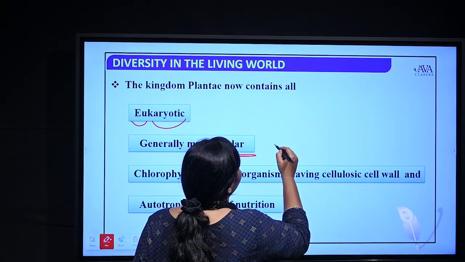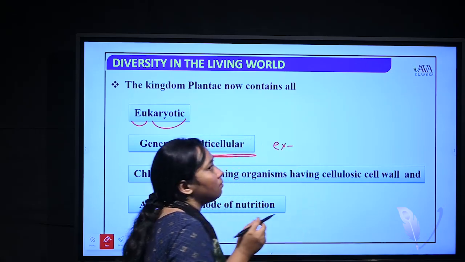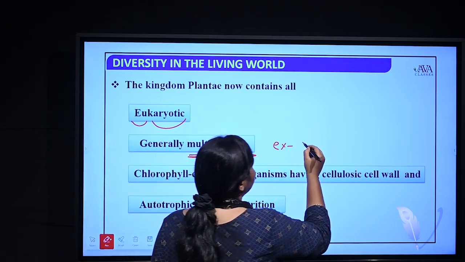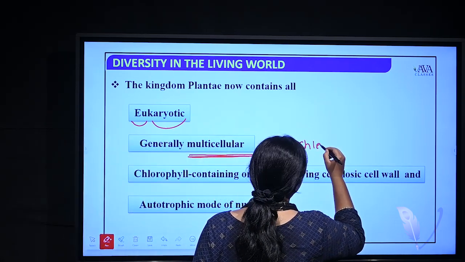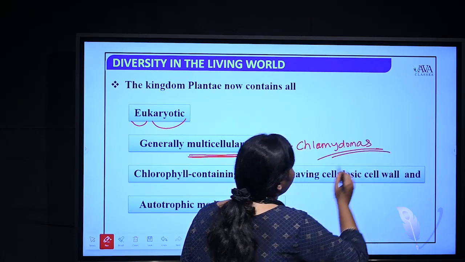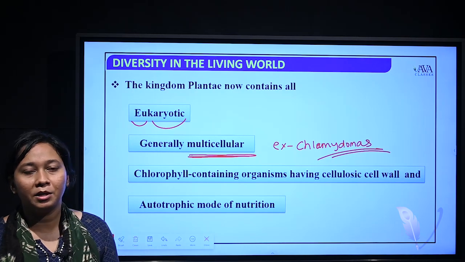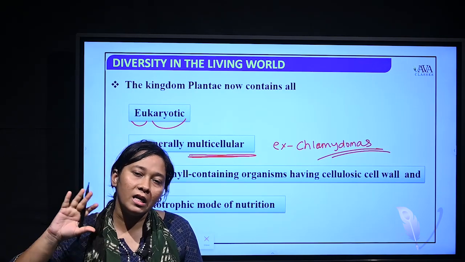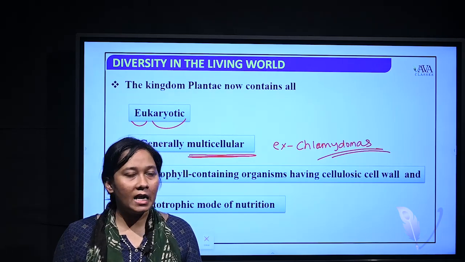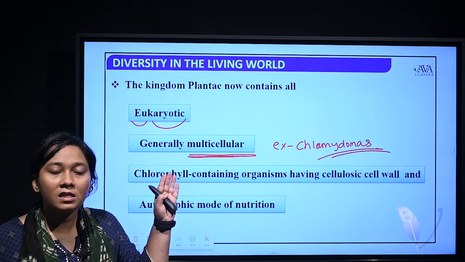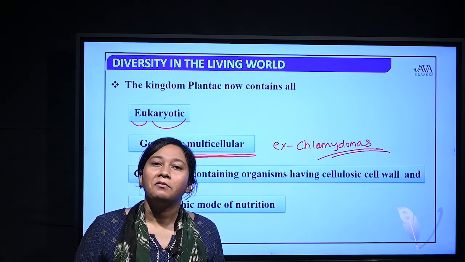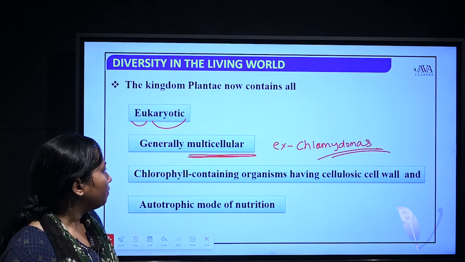For example, a unicellular alga, Chlamydomonas. Chlamydomonas is a unicellular organism. It means it spends its whole life cycle, its whole life history, in a single cell. That's why multicellular organisms are generally present, but unicellular organisms can also be found in lower organisms.